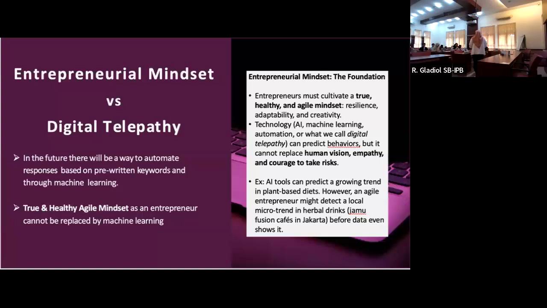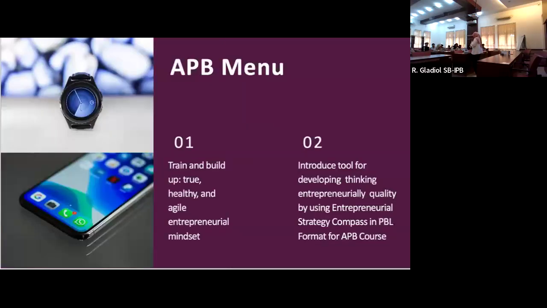For example, AI tools can predict a growing trend in plant-based diets. However, an agile entrepreneur might detect a local microtrend in herbal drinks, for example Jamu Fusion cafes in Jakarta, before data even shows it. This is the APB menu, the business opportunity analysis menu.